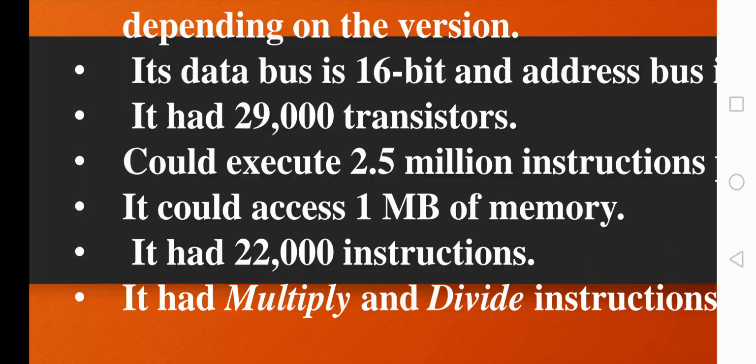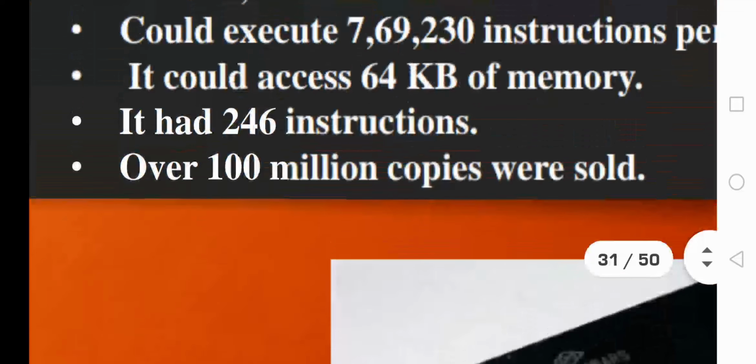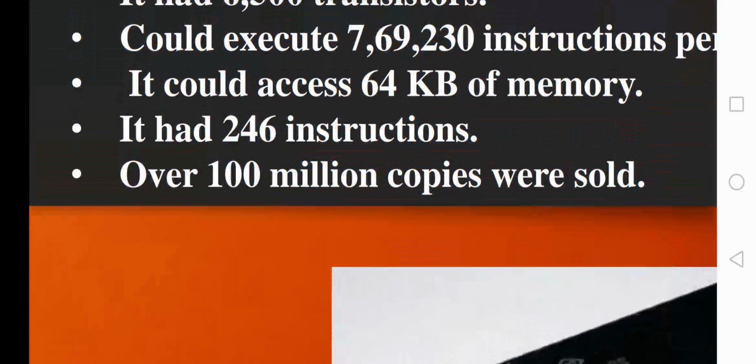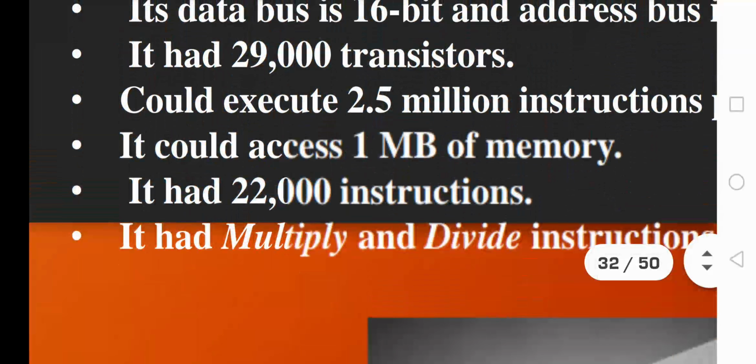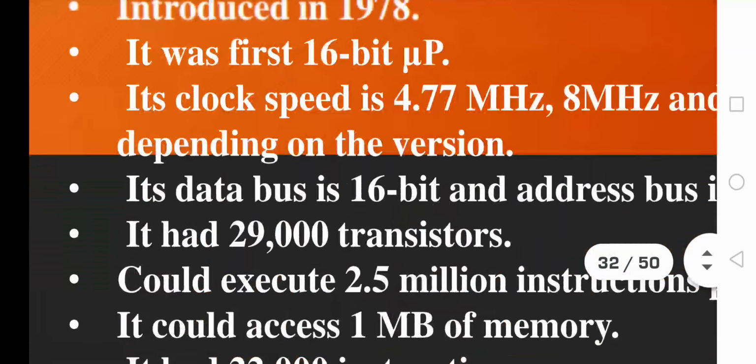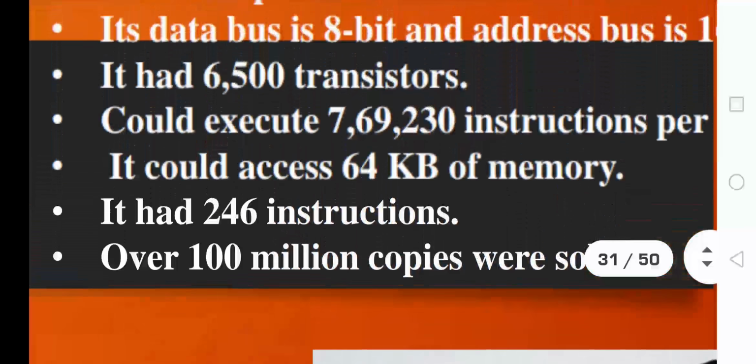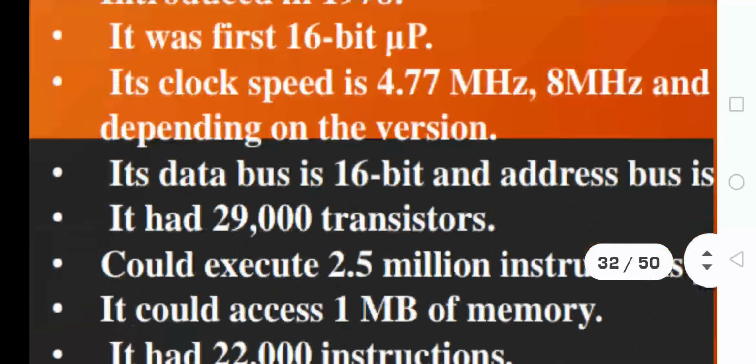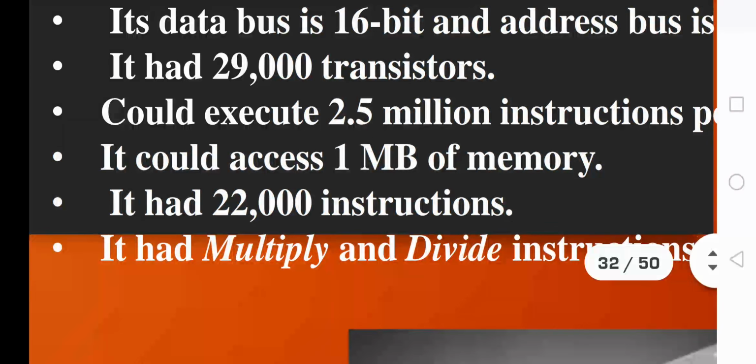Okay, and it will be able to access 1 megabyte of memory. Actually, the 8085 processor was able to access only 64 kilobytes of memory. But the 8086 is able to access 1 MB of memory, and in total 22,000 instructions are there in the instruction set. In the case of 8085 it was just 246 instructions, but in the case of 8086 there is a wide range of instructions which can be used for various purposes, which is well established in the instruction set.